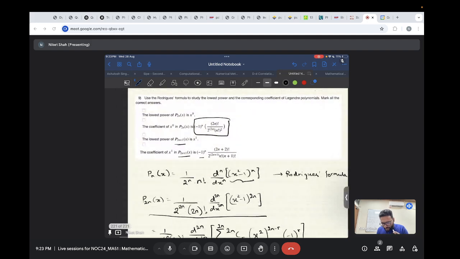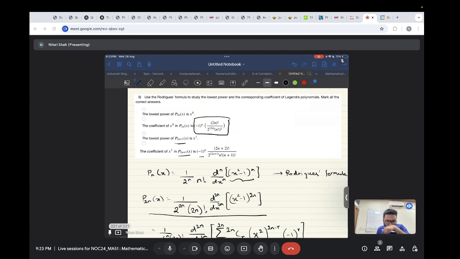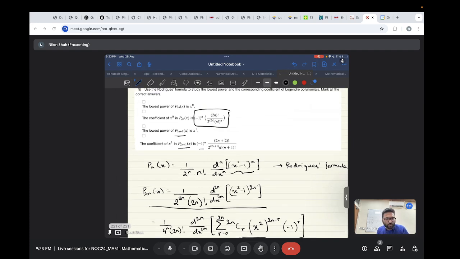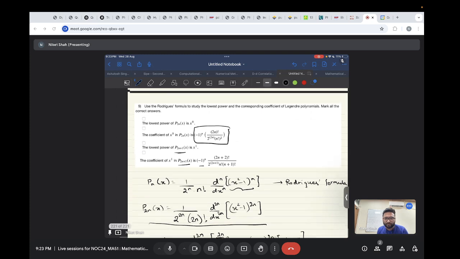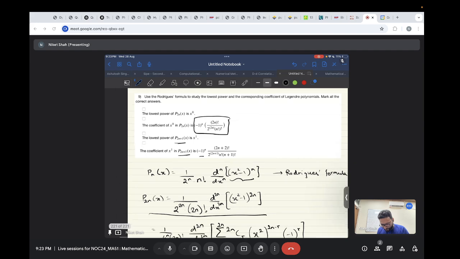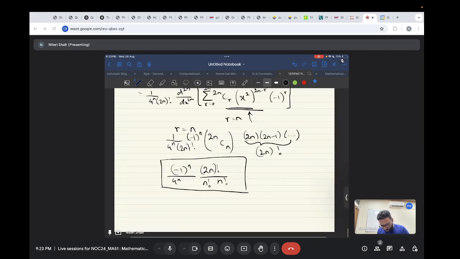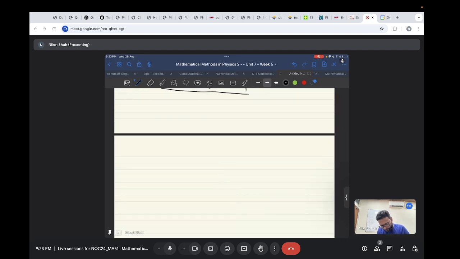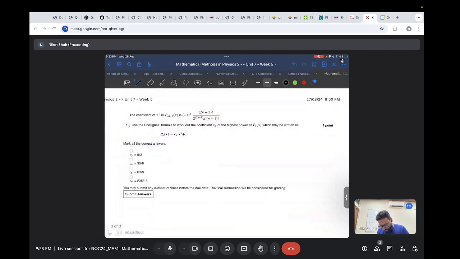So similarly, you have to check for P2n plus 1 as well. How many terms are going to become 0 and which is the lowest power which will survive. That's what will give you the lowest power and the coefficient corresponding to it also. So that's what you're supposed to do in this problem using the Rodriguez formula. I hope this one's clear. This is just binomial expansion.